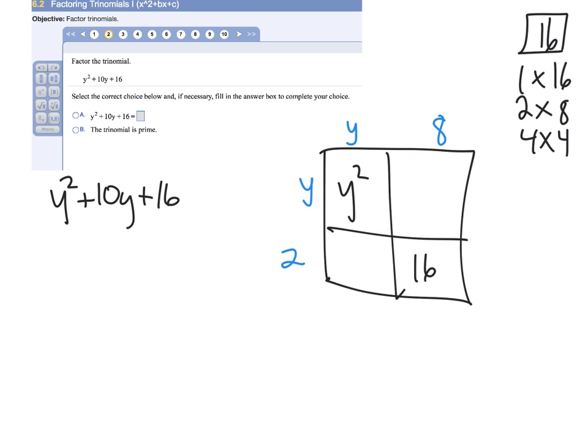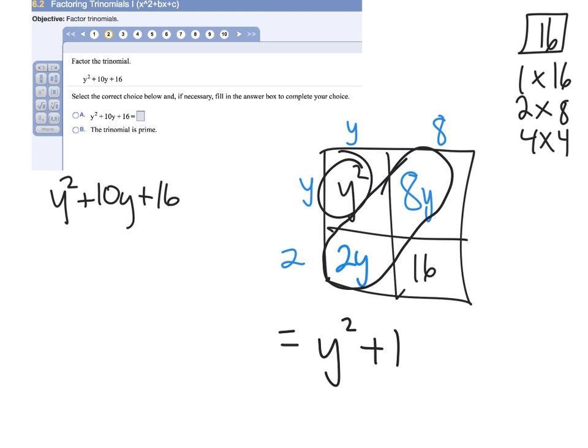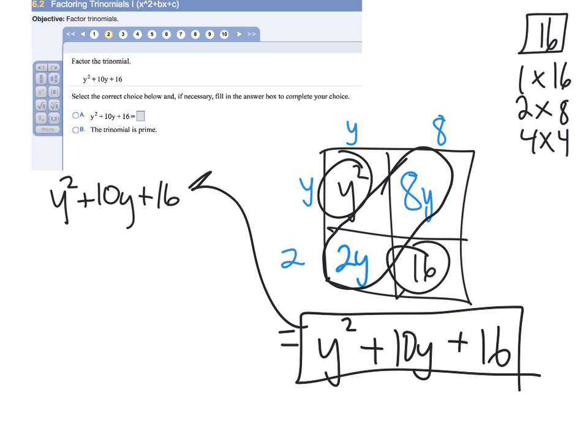So let's multiply. So we got y times 8, so that's 8y. Then right here we got 2 times y, so that's 2y. And then if we add those together, y squared is y squared. There is no like term. We can see that 8y plus 2y gives us 10y. And then the 16 is right here. And look at that, that is exactly what we were looking for. So that means our factored expression is y plus 2 times y plus 8.